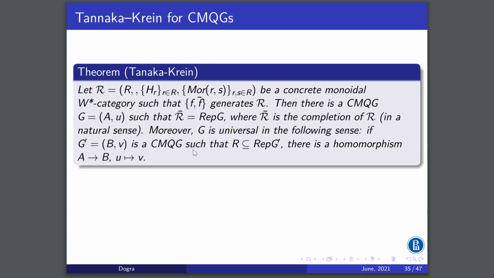Also the group that is generated by A and U in this context is universal in the following sense. If there exists another group, say G dash, which is also a compact matrix quantum group, such that the set of objects that we're considering lies as a subset of Rep G dash, then there exists a homomorphism from A to B, where U is mapped to B.